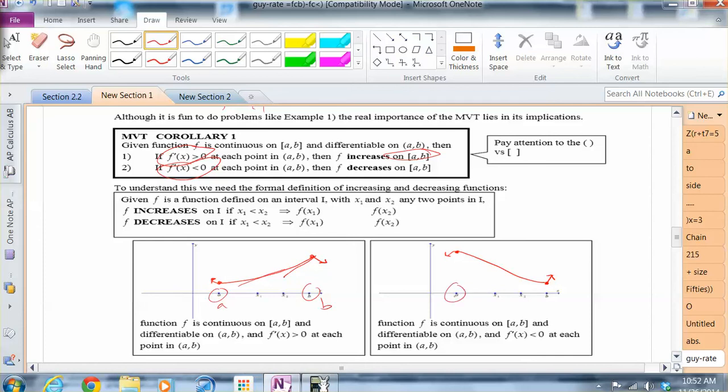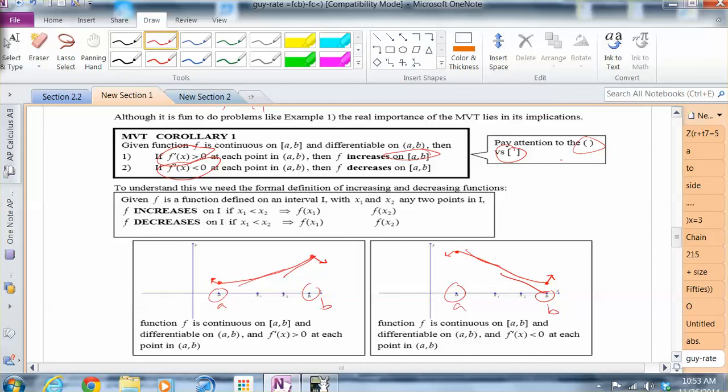Likewise, if your derivative is negative, then your graph will be decreasing. Notice this is a decreasing graph. Again, here's a, here's b. If I drew all these different tangent lines, they all have negative slopes. That would be a negative derivative. Make sure you pay careful attention to the brackets and the parentheses. The brackets include a and b because f is increasing and a and b are part of our domain. But remember, it's not going to be differentiable at the endpoints.